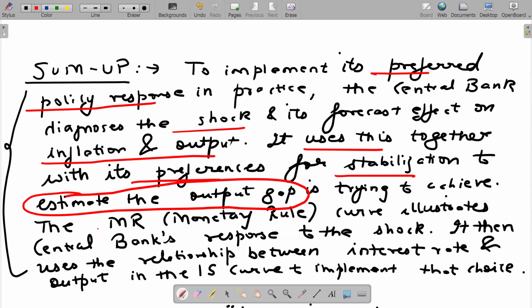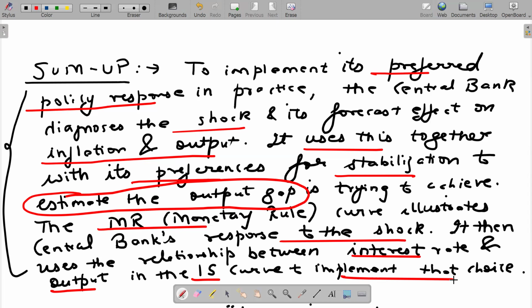And the monetary policy rule set by the central bank will be a response to the shock. The central bank is going to use the IS curve, which is the relationship between interest rates and output, to implement its choice or design its monetary policy to combat that shock and make the economy come back to the equilibrium level of output and targeted rate of inflation. Remember, ultimately, the objective of the central bank is to bring the economy back to the equilibrium level of output and the targeted rate of inflation. In order to do so, the central bank is going to use the monetary policy rule.